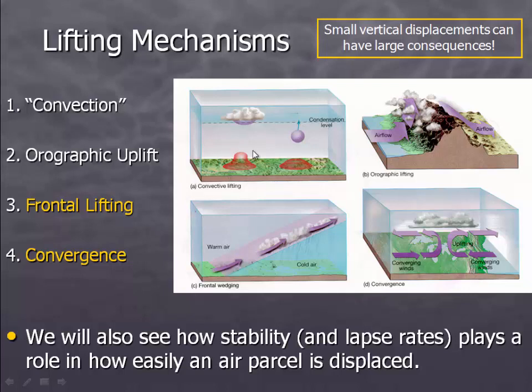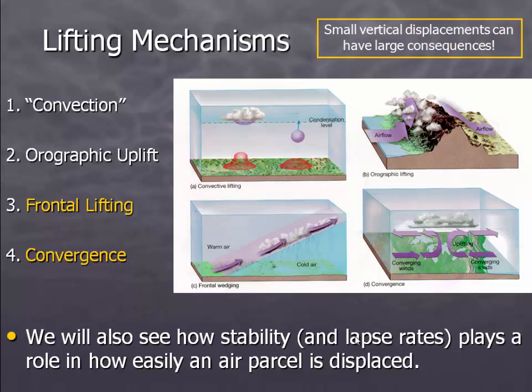So all of these are how can the air start moving upward? We can heat the surface so intensely that we get the air to start rising on its own. We can force air up and over a mountain. We can have these frontal features that come through and lift the air, frontal wedging or frontal lifting, or we could just have winds from opposing directions. All four of these play a role in lifting the air, and we're going to be very interested in all four of these lifting mechanisms when we talk about stability. So right there at the bottom, that last bullet point, we're going to see later on in this class how stability and lapse rates play a role in how, quote-unquote, easily an air parcel is displaced.